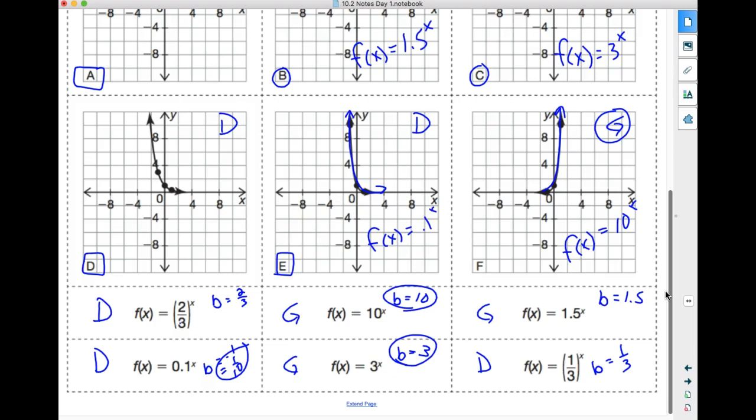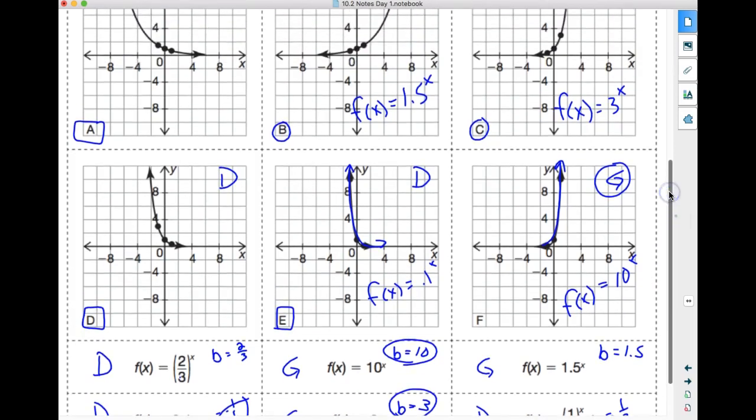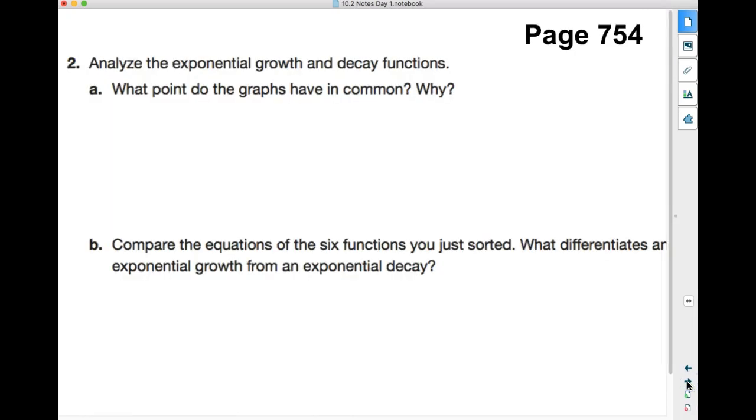The next one, D, is not decaying as fast as A. So this one has to be my f of x equals 1/3 to the x, which leaves f of x equaling 2/3 to the x. Right? Woohoo! Got it. Moving right along here now.